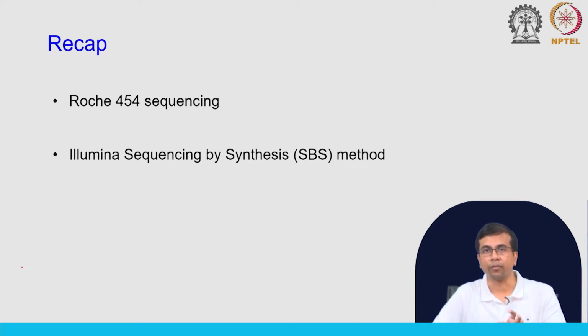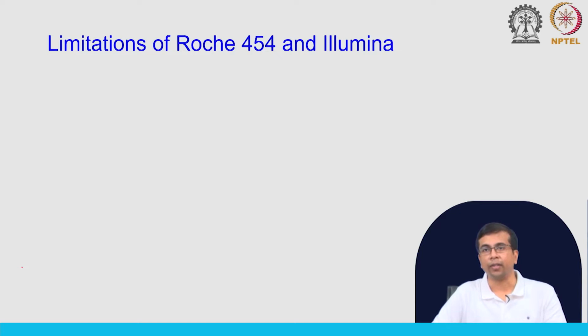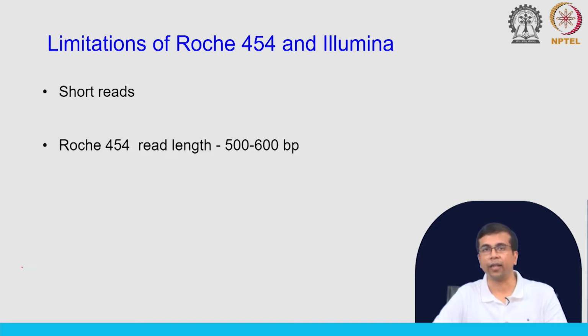So, we have seen that there are similarities between these two methods. We have an amplification step for the library before we do the sequencing, and both rely on the sequencing by synthesis method. Now, what are the limitations of 454 and Illumina? General limitations. One of the things we have seen is that we get short reads. For 454 we get about 500 to 600 base pair reads, whereas for Illumina the maximum is 2 times 250 with the current technology, right.